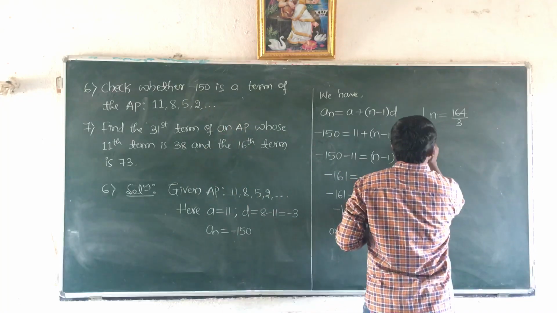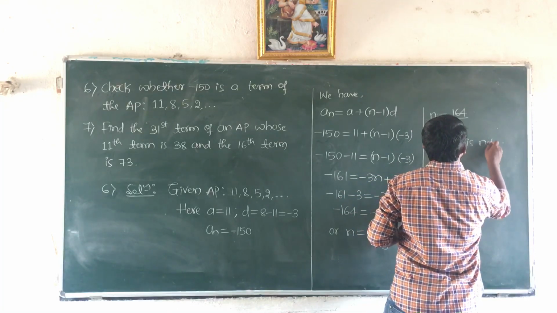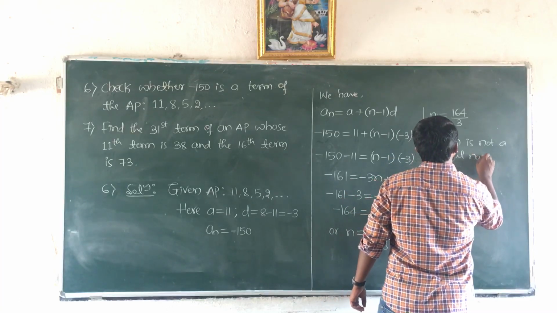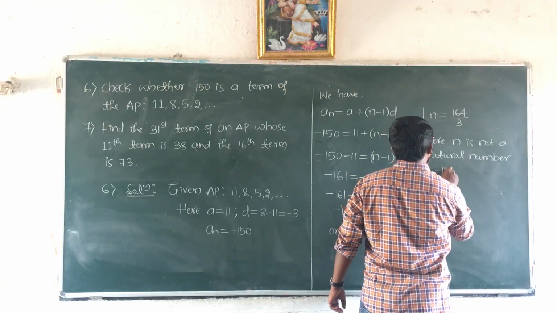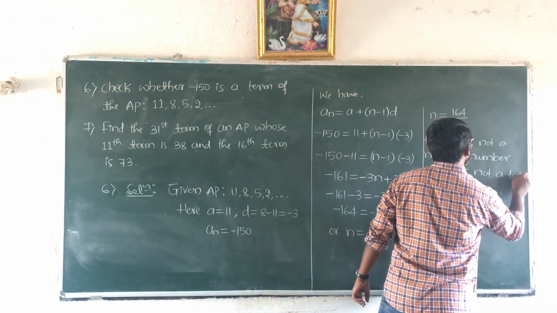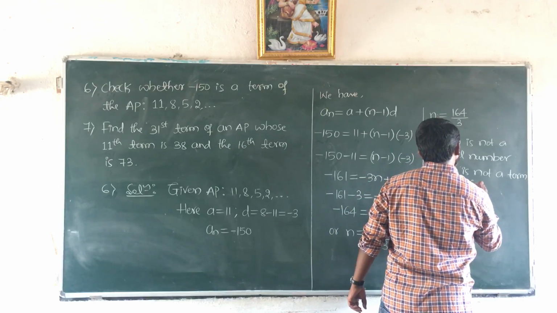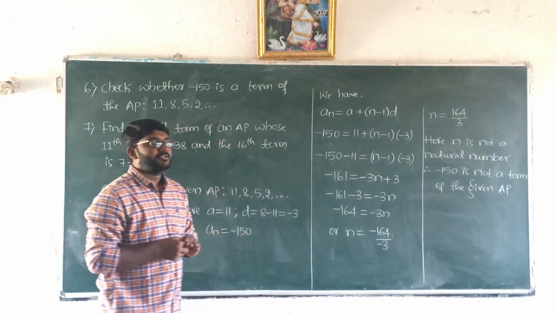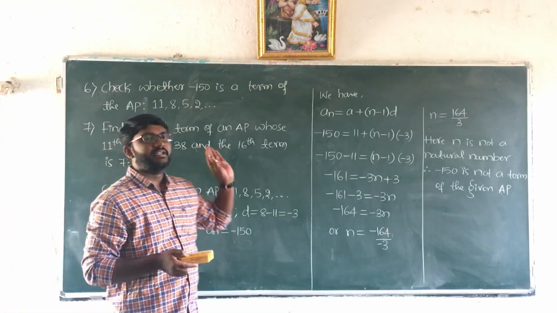So here n is not a natural number. Therefore minus 150 is not a term of the given AP. So this is the 6th question, and then I will move on to the 11th question. So pause the video to note it down.